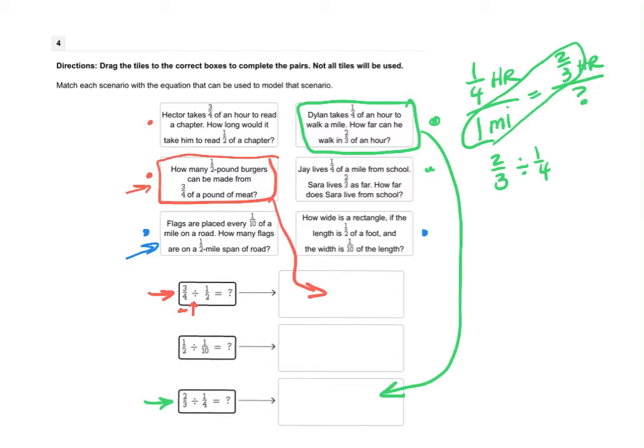That's actually going to be division. You have 1/2 and you're cutting it up into 1/10 pieces. So this block is going to go right here.